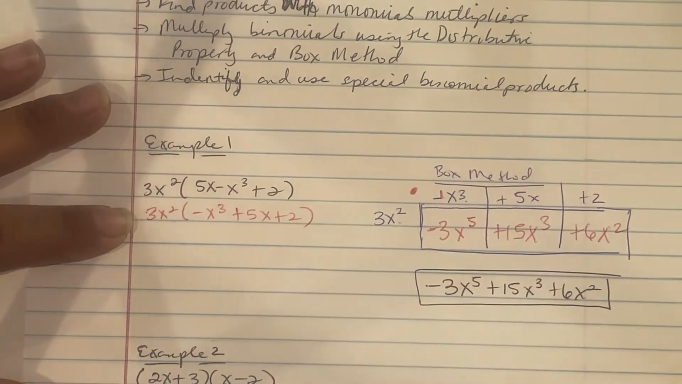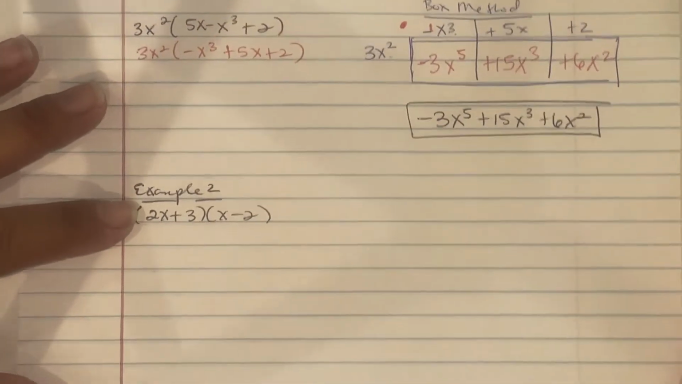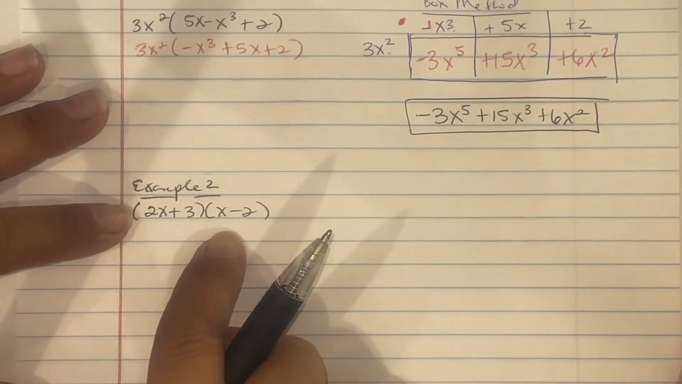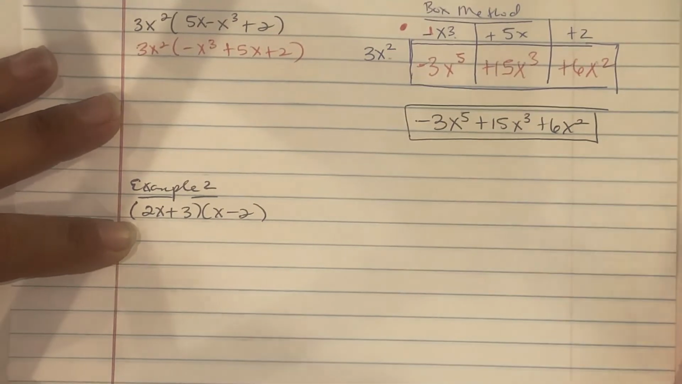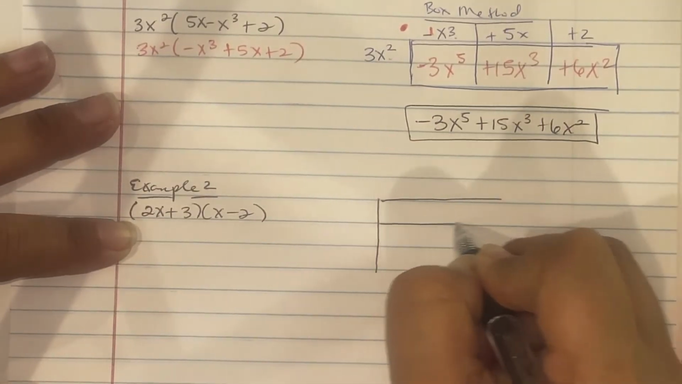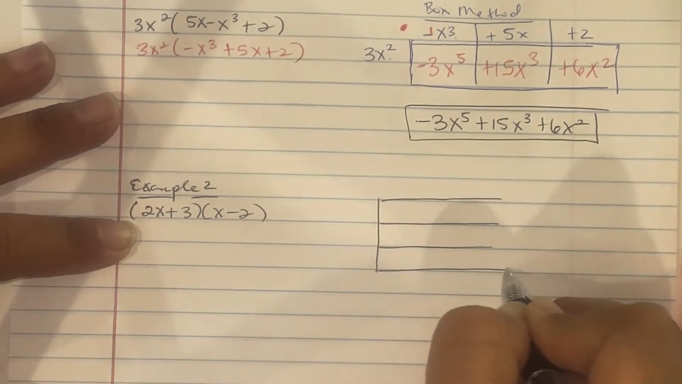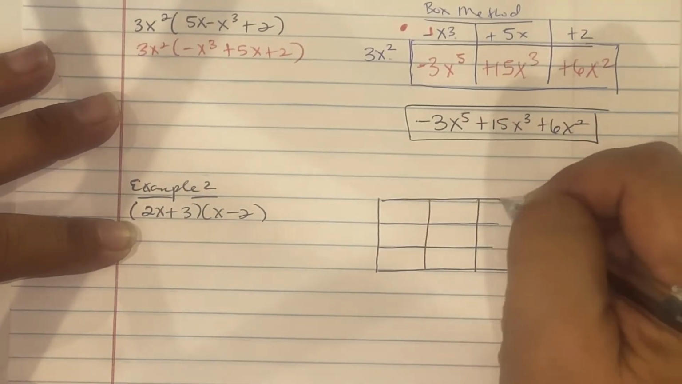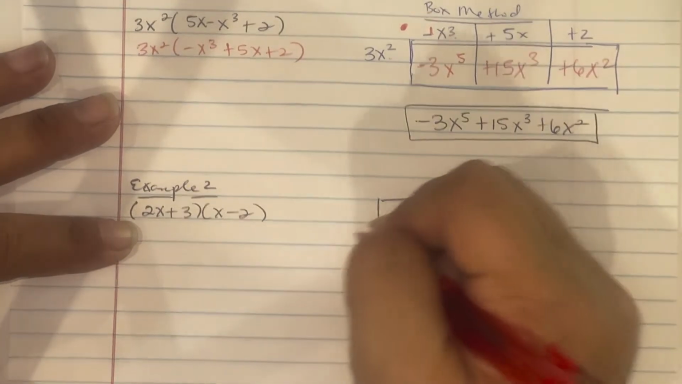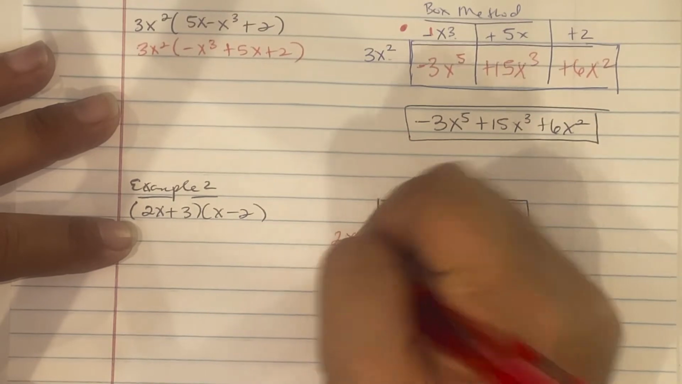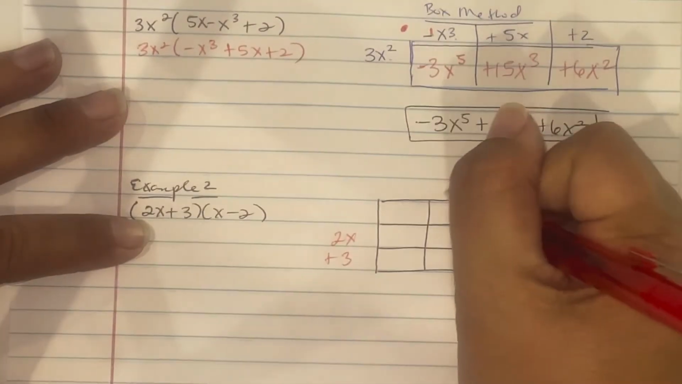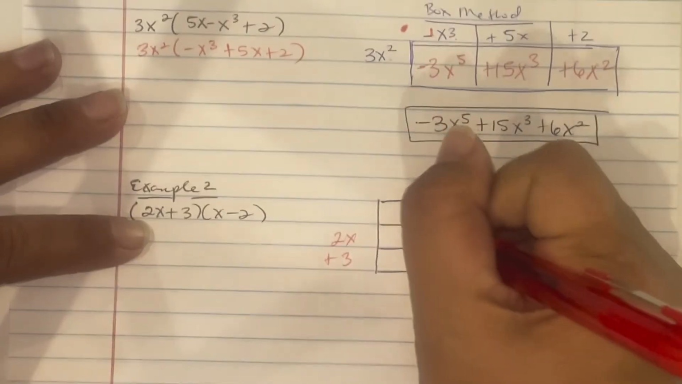On example 2, it says the binomial 2x plus 3 times the binomial x minus 2. Again, you can use the box method. So you basically draw a 3 by 3 grid, like you're playing tic-tac-toe. You're going to put 2x and a positive 3 because that is what that binomial is. The second binomial says x minus 2, so I'm going to write an x and a negative 2. I'm going to put a multiplication dot in that corner, saying that I need to multiply them.